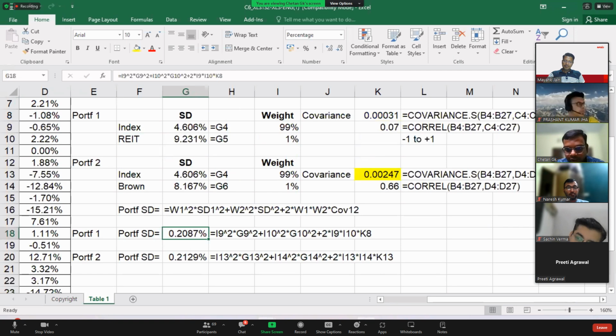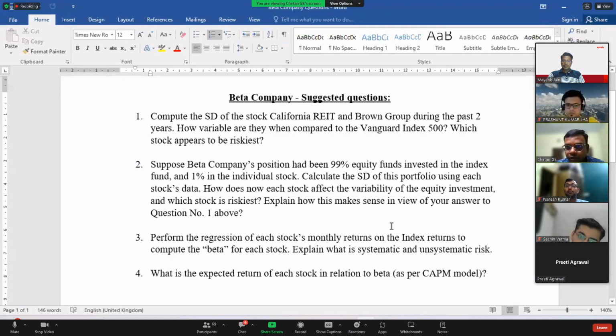Let us see what is there in the next question. Calculate, it is over. How does each stock now affect the variability of the equity investment, and which stock is riskiest now? Now we are seeing that Brown is riskiest. After the portfolio construction, we have understood that it is slightly riskier. Explain how this makes sense in view of your answer to question number 1 above. We have done that just now: we computed the standard deviation of both the stocks and of both the portfolios, and compared them, which means we have answered the second question.